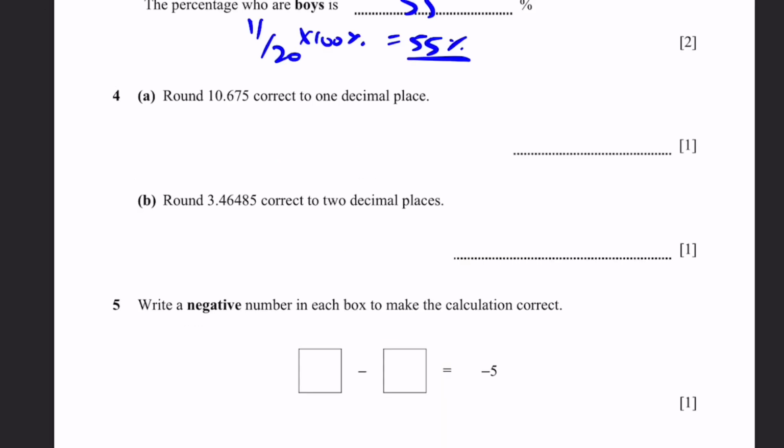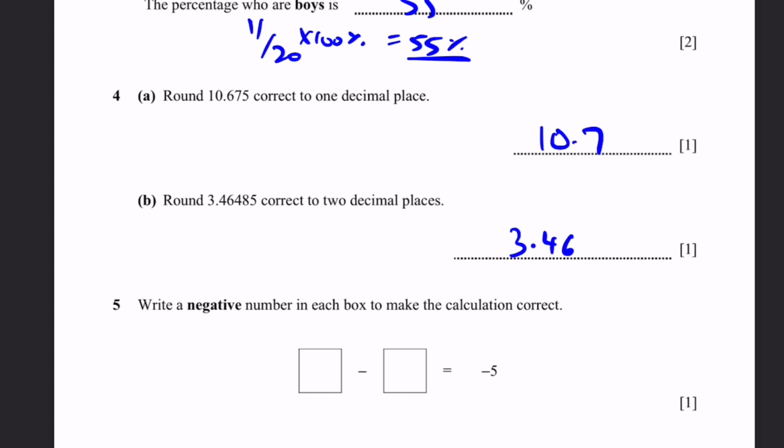Question 4. A, round 10.675 to 1 decimal place. So 1 decimal place is 6, the second is 7, and that 7 is greater than or equal to 5, right? And therefore, we add 1 to the first decimal place, 10.7. B, round 3.46485 correct to 2 decimal places. So the third decimal place is 4, which is right after the second, and this 4 is less than 5. Therefore, the answer will be 3.46.